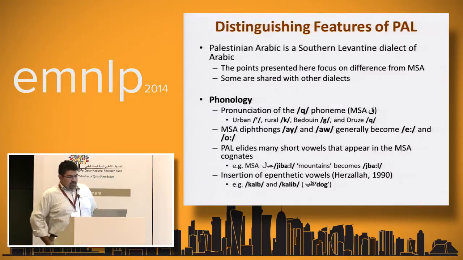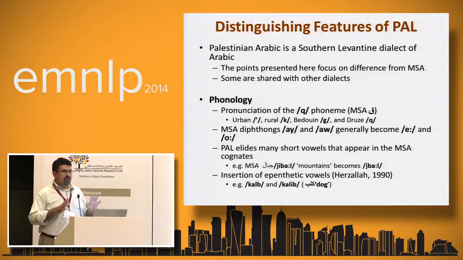Palestinian Arabic is considered a southern Levantine dialect. Before everybody says these are not distinguishing features, yes, the point here is to present features that distinguish Palestinian from standard Arabic. In fact, a lot of these features are shared by other dialects, definitely within Levantine. Palestinian, oddly, is interesting in that it seems to be, in some ways, similar to Egyptian, and in some ways similar to Lebanese and Syrian. So it's kind of in between. And you'll see this from some of the summary of facts that I have here.